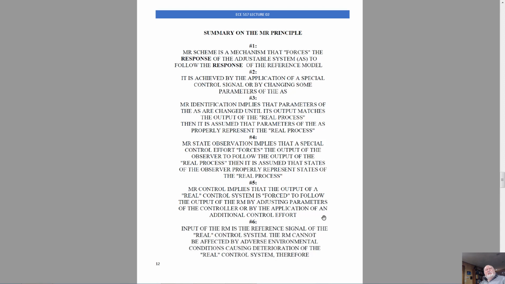The adaptation mechanism works on the error, on the discrepancy between outputs or states of the real control system and the reference model that represents the desired closed-loop dynamics. And then in one case, we generate a special signal adaptation. In another case, we have the ability to tune the matrix F of the state variable controller. Input of the reference model is the reference signal of the real control system.